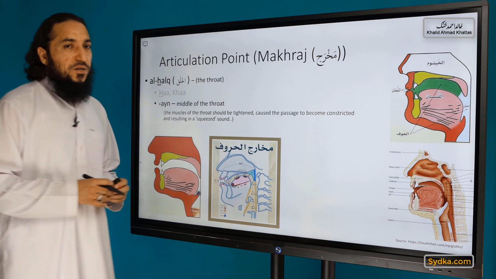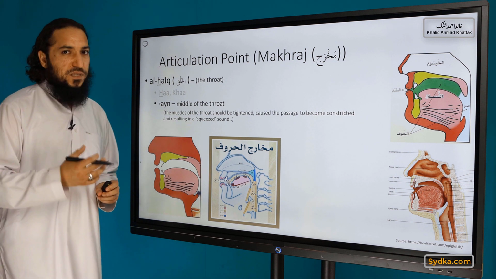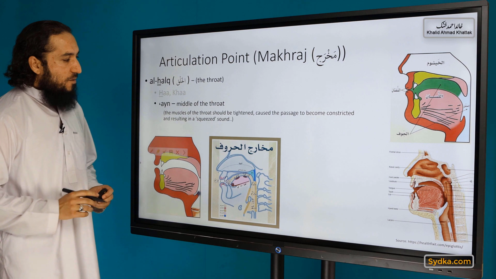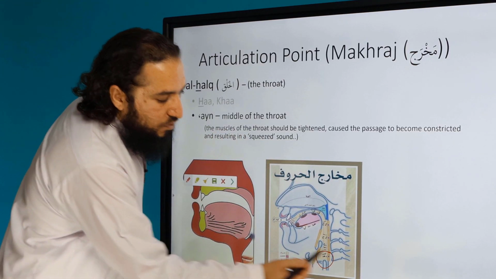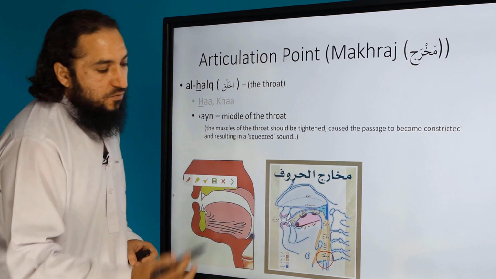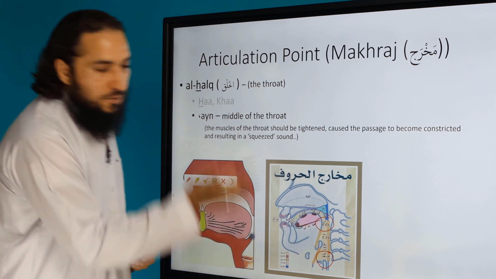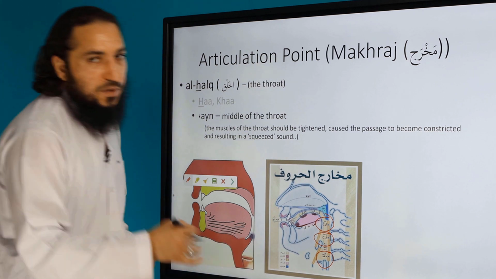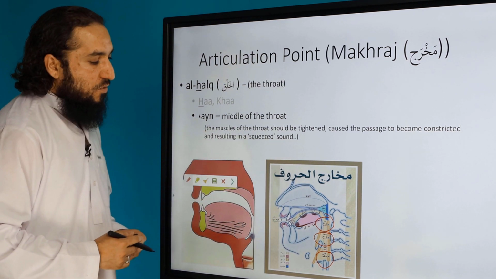So the articulation point is one of the halq, the throat letters, one of the 6 letters, and it is pronounced from the middle of the throat. As we said before, we have 2 letters from the lowest part of the throat, far from the mouth, nearest to the chest, and the top, which is nearest to the mouth, and we have the middle part. So the middle part has ha and ain. Ain is the second letter from the middle of the throat.